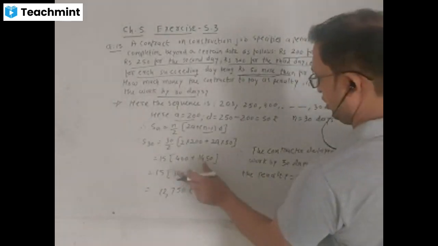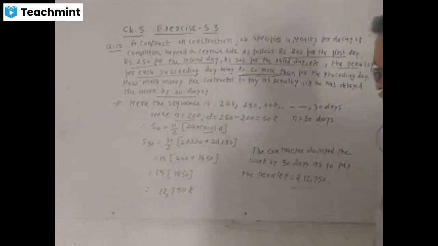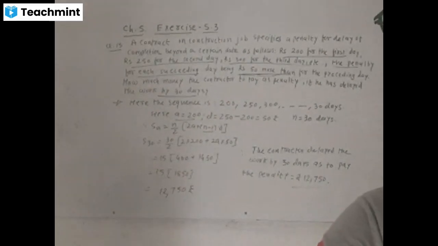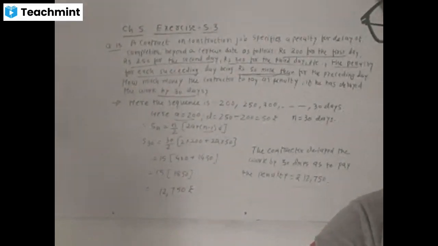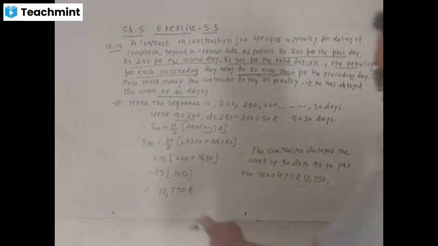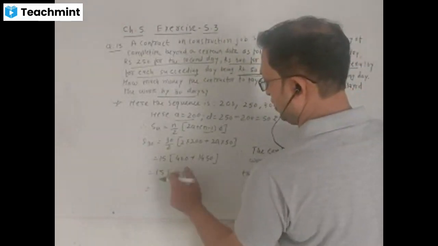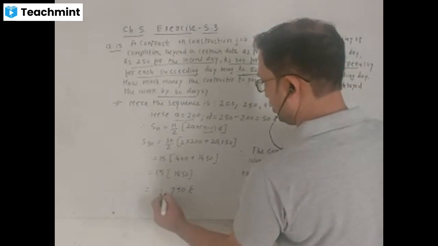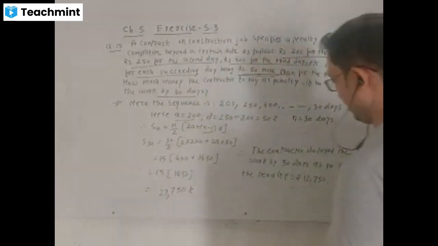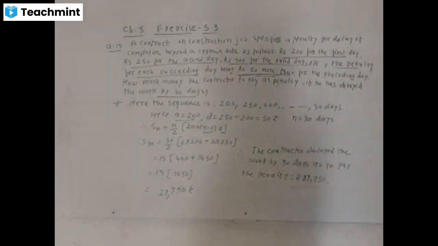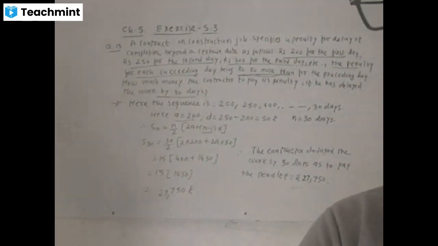29 5s are 145. 145 plus 4. Here 15 8s are 120 plus 7, 127 plus 12, 15 1s are 15 plus 12, 27,750 rupees. 27,750 rupees. Okay.